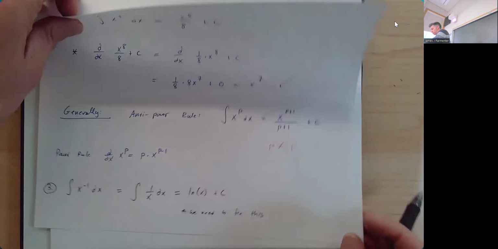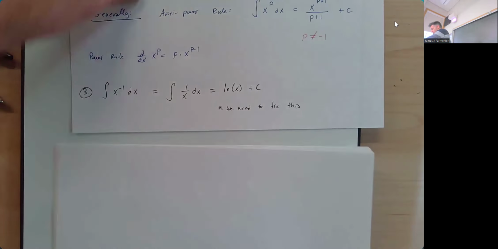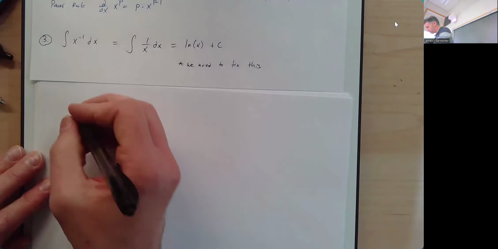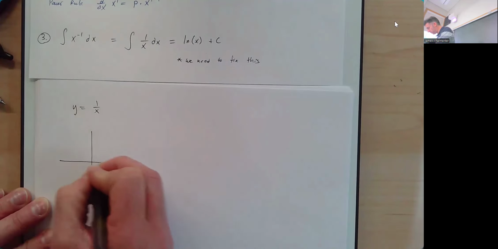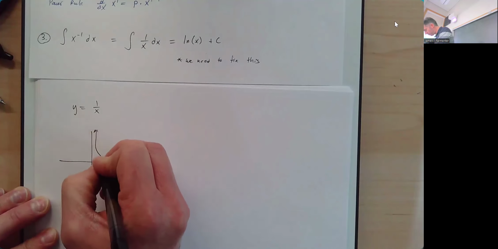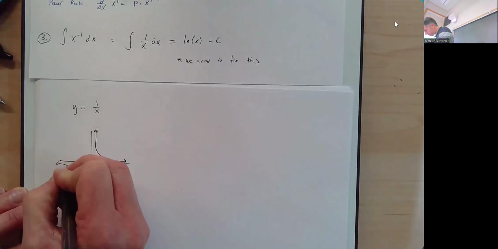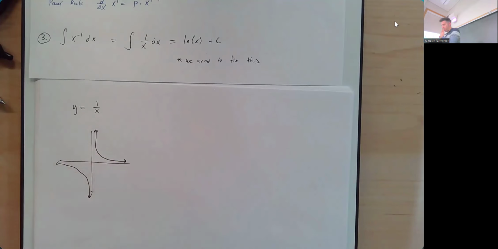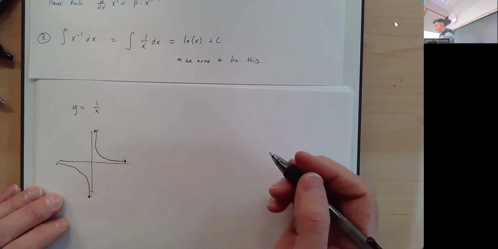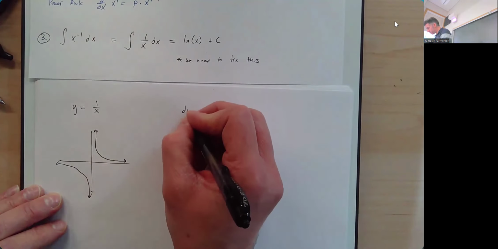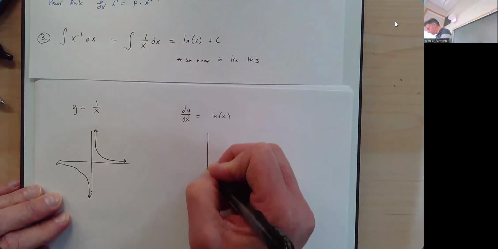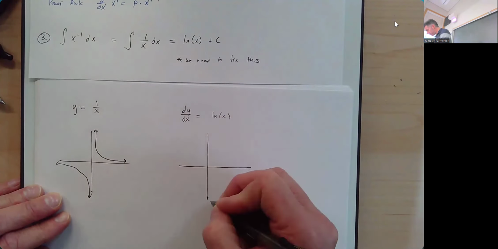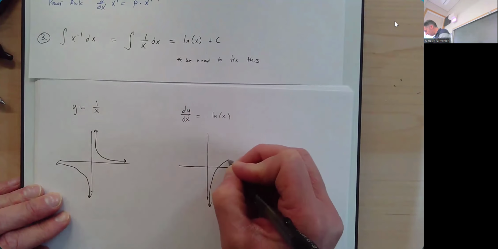Draw some pictures. So y equals 1 over x. Looks like this lovely graph. Everyone's favorite hyperbola. On the other hand, the derivative of this, equal to the natural log of x, is only defined when x is greater than 0.